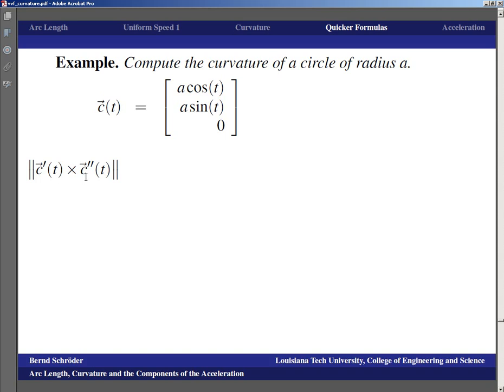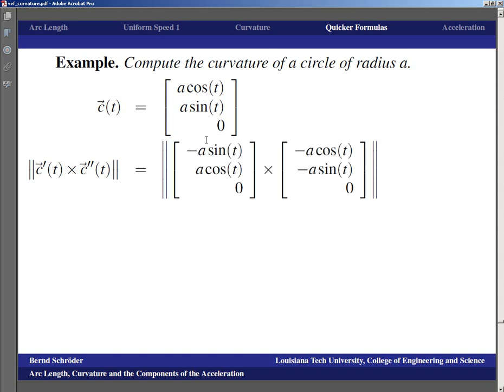That gives us that c prime cross c double prime norm will be the cross product of the derivative of a cosine t, which is negative a sine t. The derivative of a sine t is a cosine t. 0 stays with us. And the second derivative, the derivative of negative a sine t, is negative a cosine t. The derivative of a cosine t is negative a sine t, and the 0 stays with us.